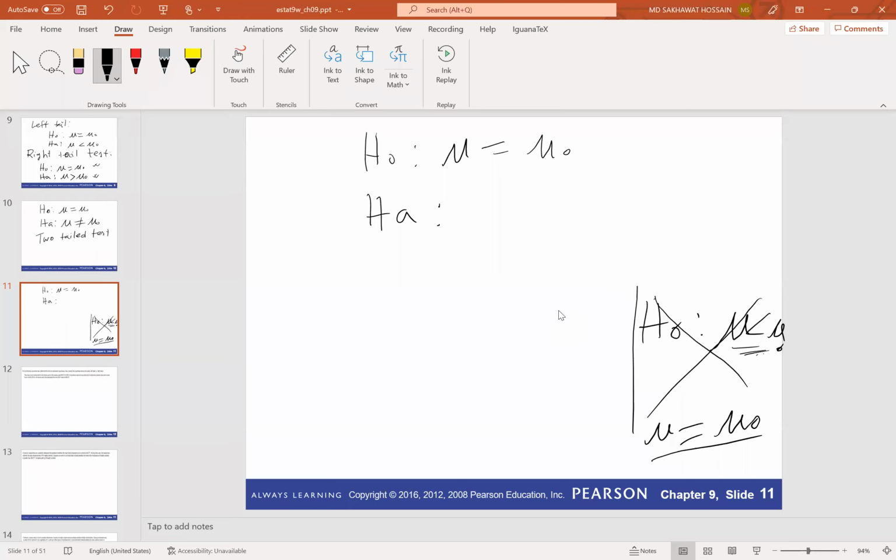So the first thing is you need to write the hypothesis. That means you need to write the null hypothesis and the alternative hypothesis. This is called the null, and this one is the alternative.